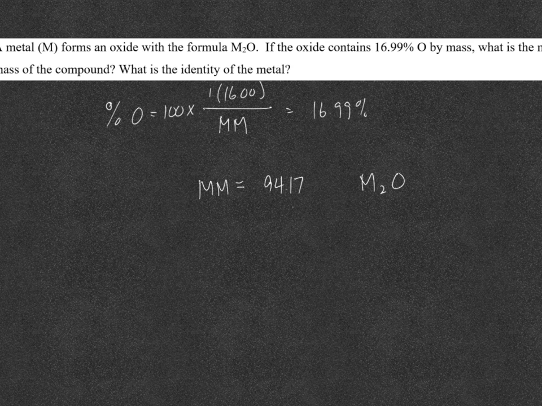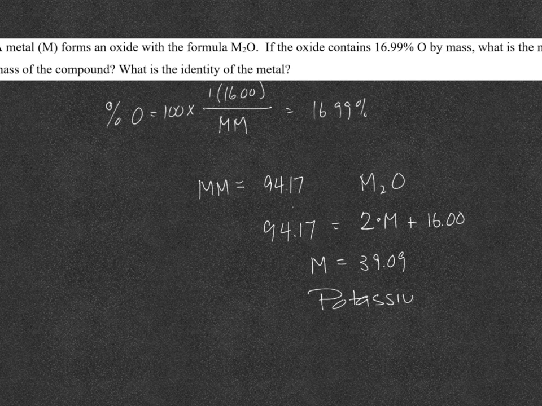If I want to figure out what M is, I now need to set this up, because it's 2 times the mass of M plus 1 times the mass of oxygen. So now I subtract 16 from both sides, divide by 2. The mass of M is 39.09. And when I look on my periodic table, I see that this is potassium.